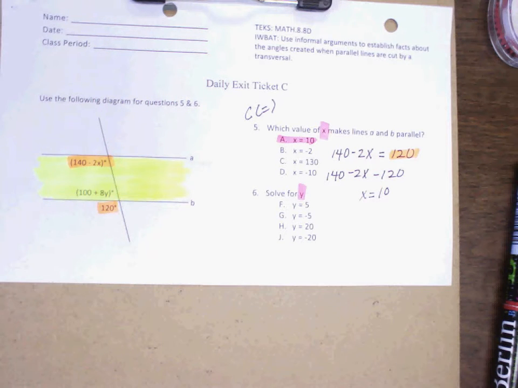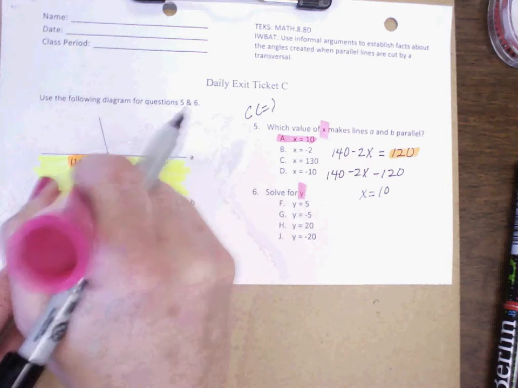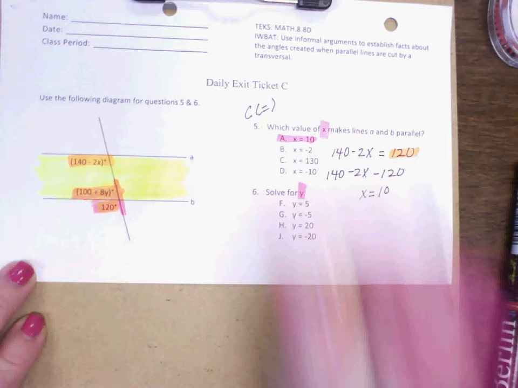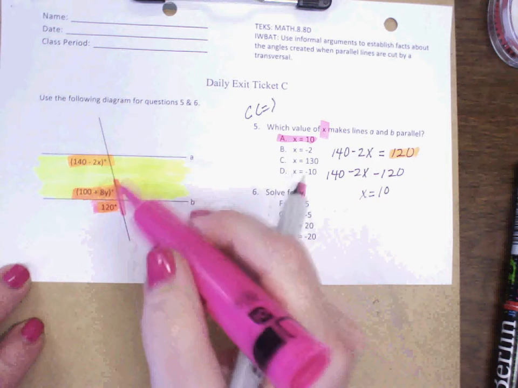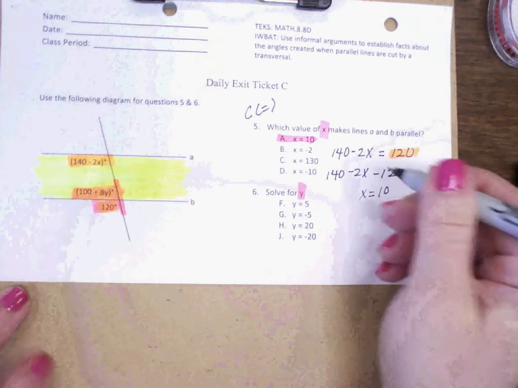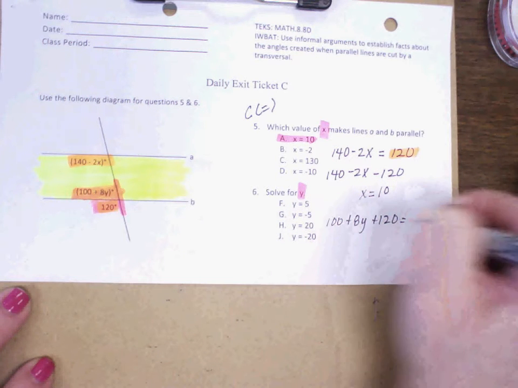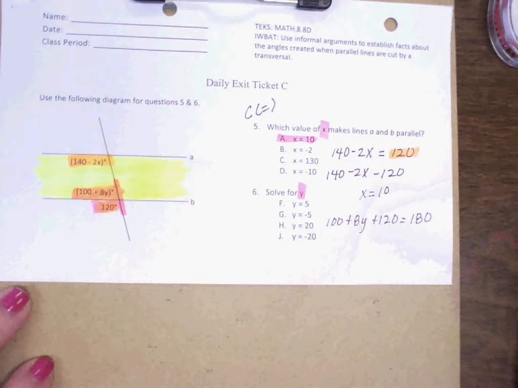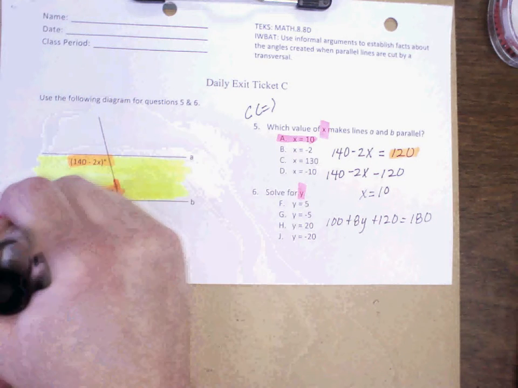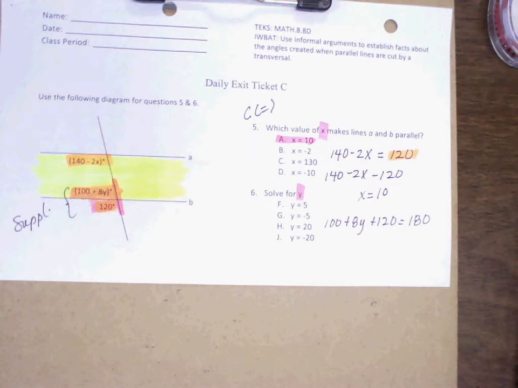All right. Now we have to do y. So there's two options for y. I can either use this right here, and they make a what? They're supplementary. They make a straight line. Very good. And I can just go ahead and do those two. So 100 plus 8y plus 120 should be equal to 180, because these two are supplementary. They make a straight line. They make a straight angle, which is 180 degrees.